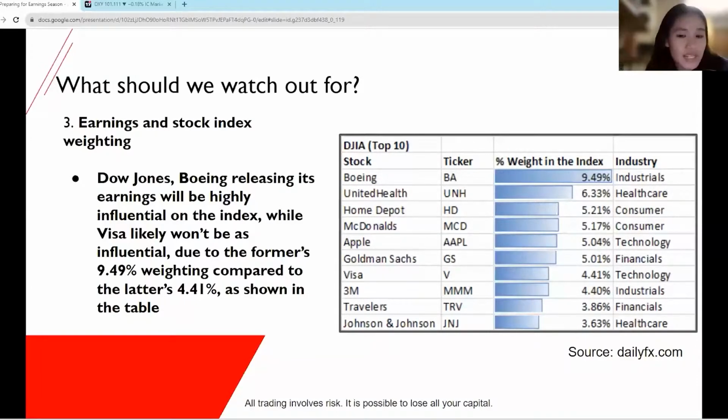So this really highlights the importance of paying close attention to bellwether stocks and how they may impact a broader equity index.